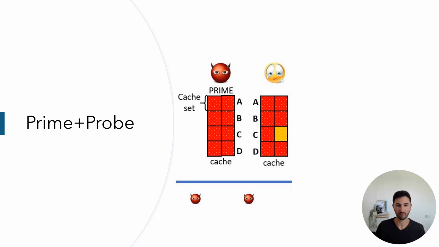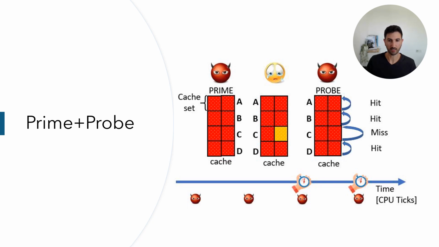Next, a victim makes some calculation that uses that specific cache set. As a consequence, the victim evicts some of the attacker memory addresses. Next, the attacker accesses his eviction set and measures the access time. If the access time was fast, he receives a cache hit, and if the access time was slow, he can conclude that he received a cache miss. Hence, he can infer that the victim used his own cache set.